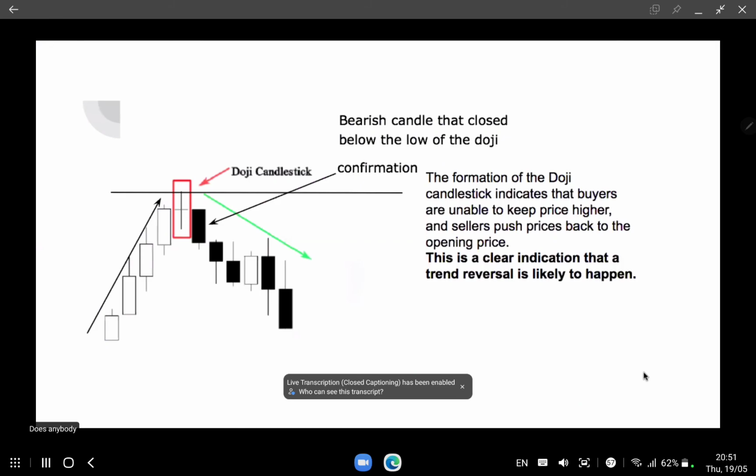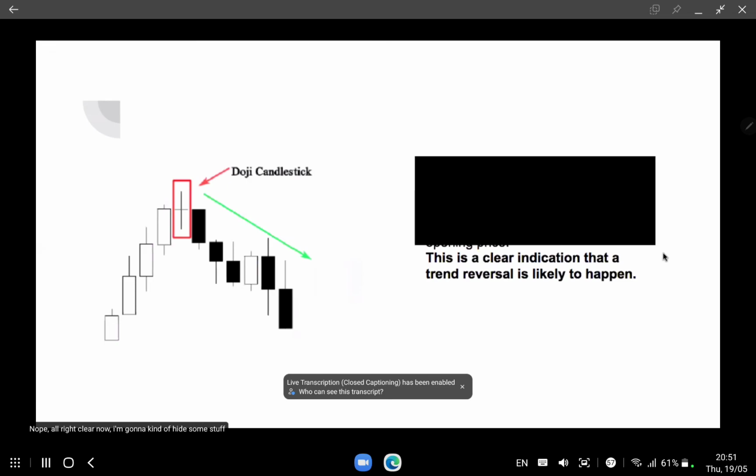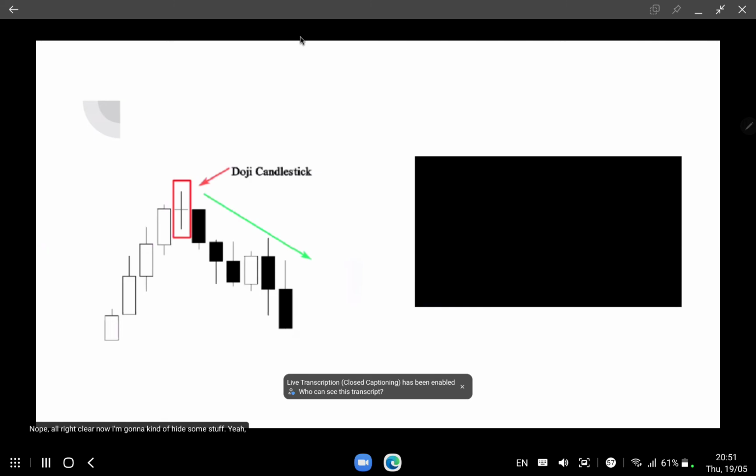Does anybody have any questions? Anybody have any questions? No? All right. Clear? Now I'm gonna kind of hide some stuff. I'm just looking for white. I'm gonna clear off some stuff.